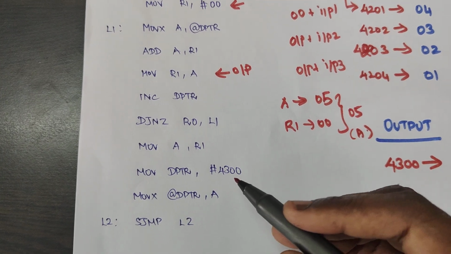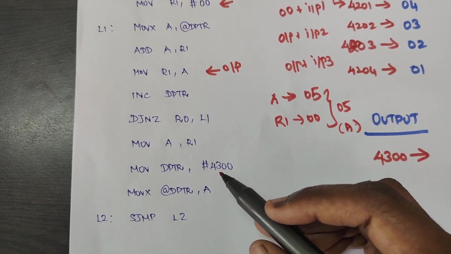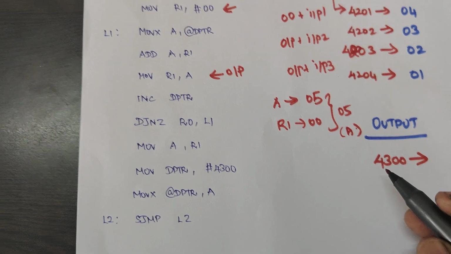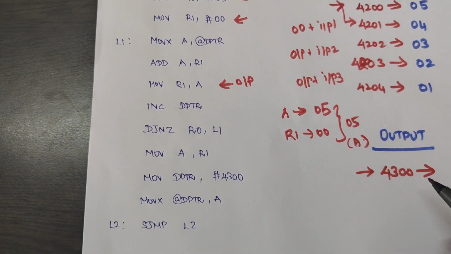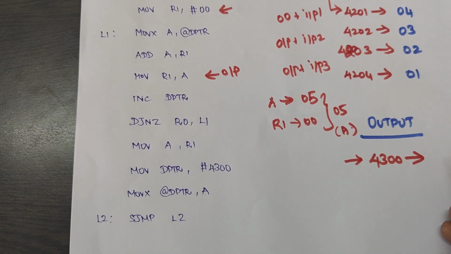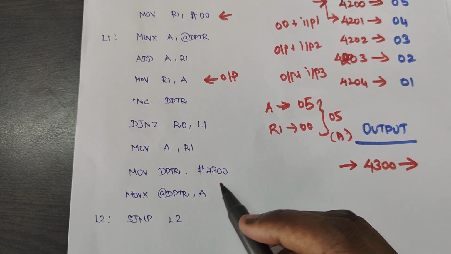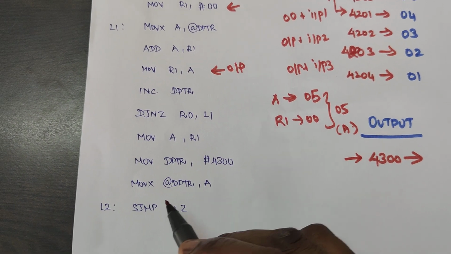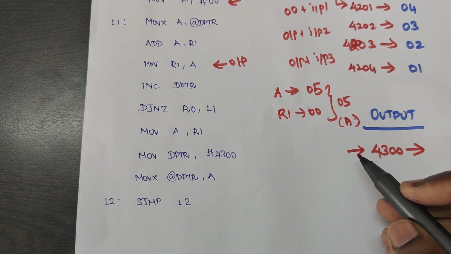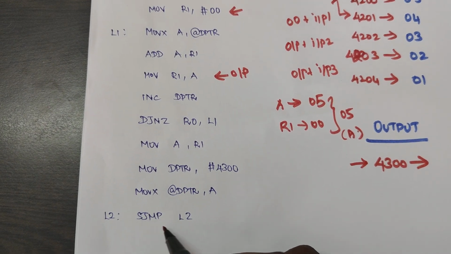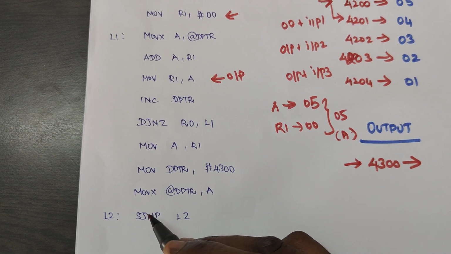To store the output, I have allocated the address 4300. So the data pointer will point to the address 4300. The answer has been stored in A, so from A it will be moved to the memory address 4300. Instead of halt, SJMP L2 will keep it rotating in the same loop.